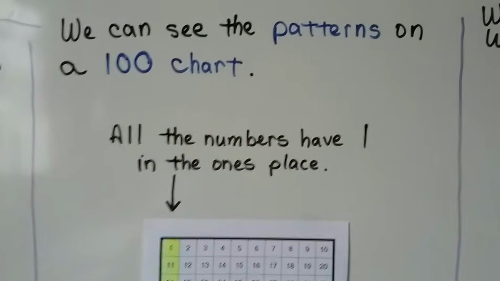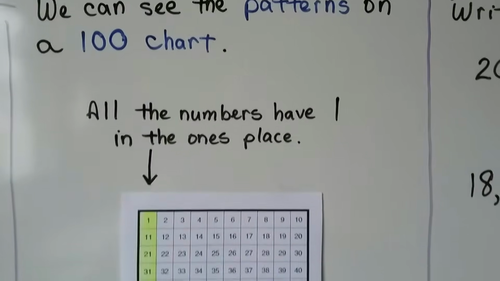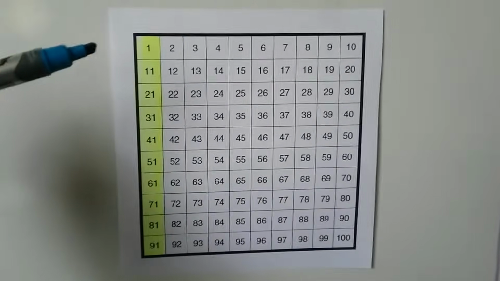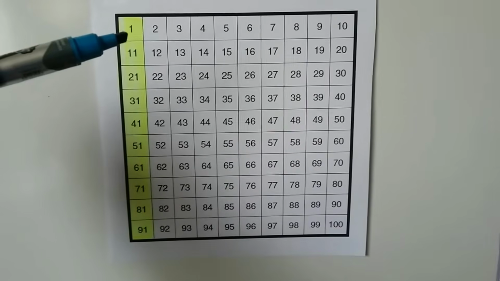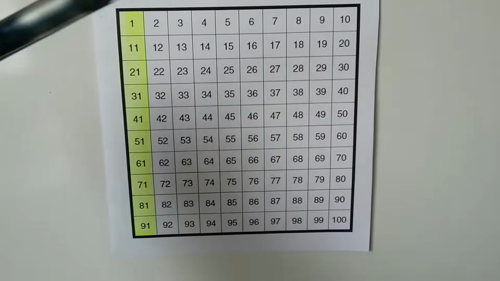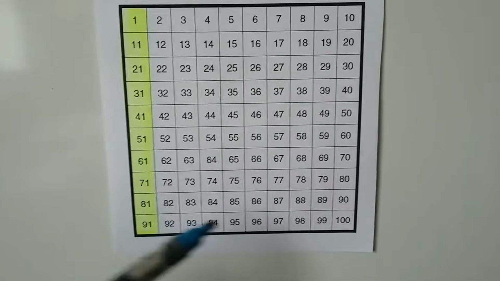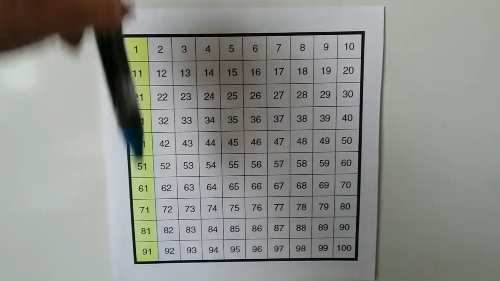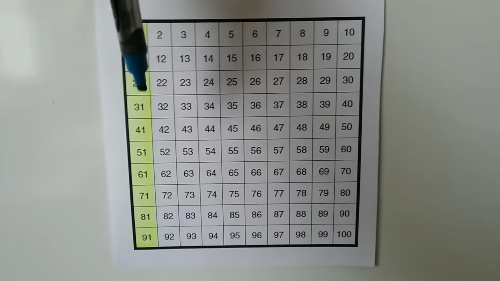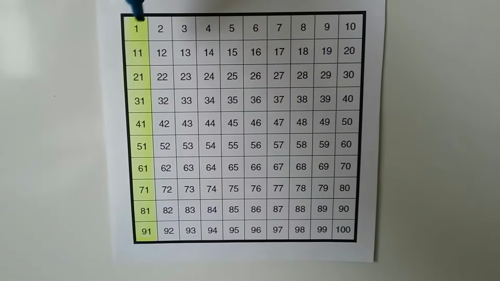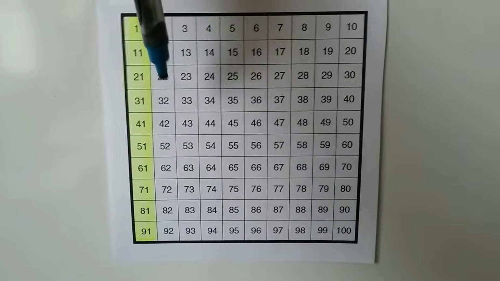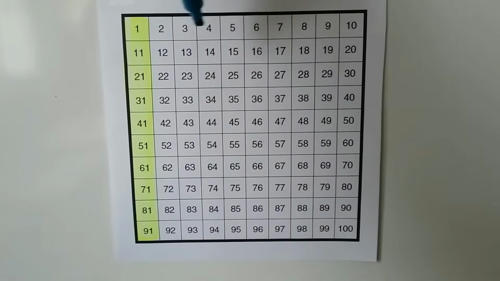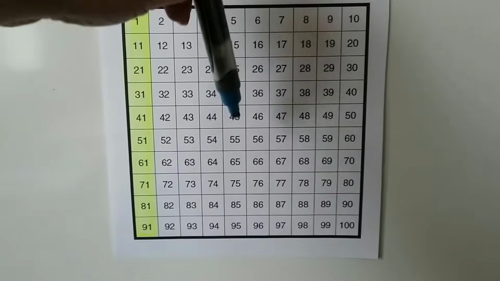And we can see the patterns on a 100 chart. All the numbers have 1 in this ones place. These numbers count 1, and it counts forward all the way to 100. And if we look down this column, all the numbers have a 1 in the ones place, don't they? And look at this one under the 2. They all have a 2 in the ones place. These all have a 3 in the ones place. These all have a 4 in the ones place. See how it's doing that?